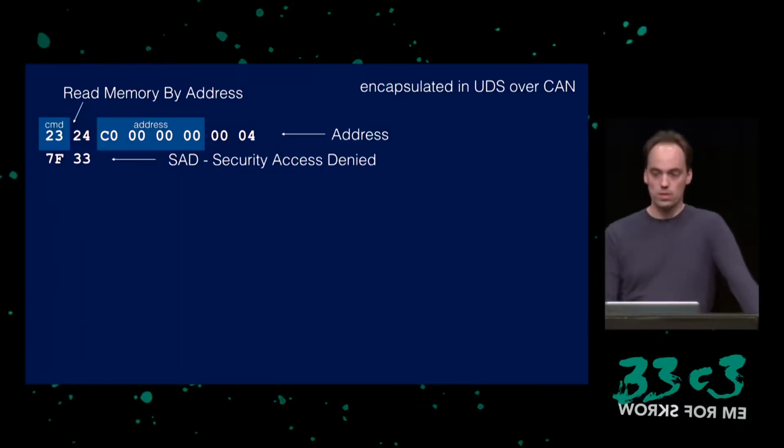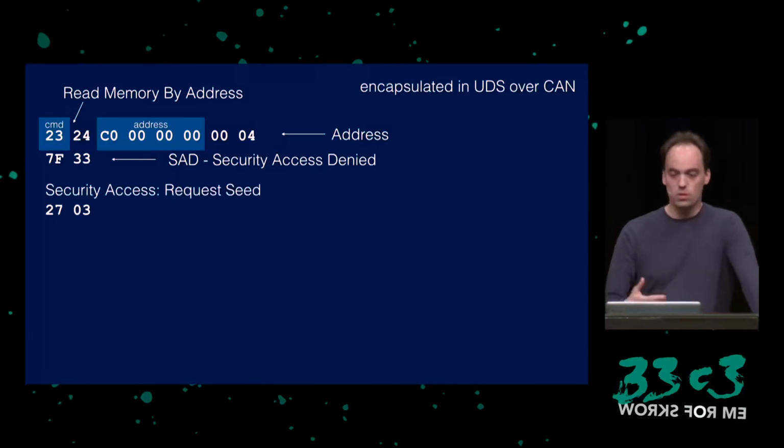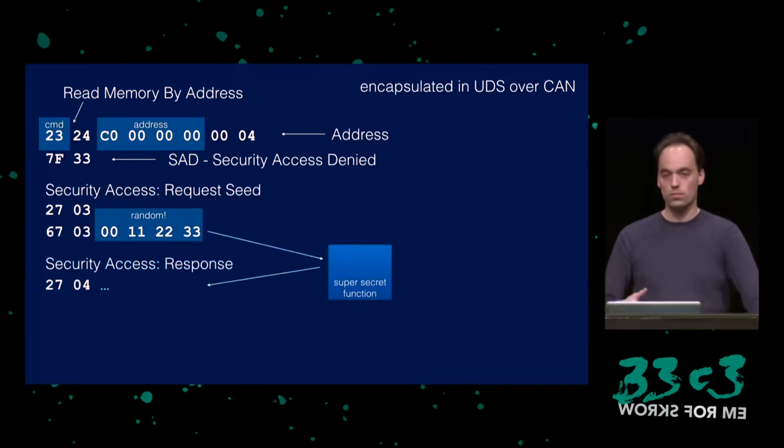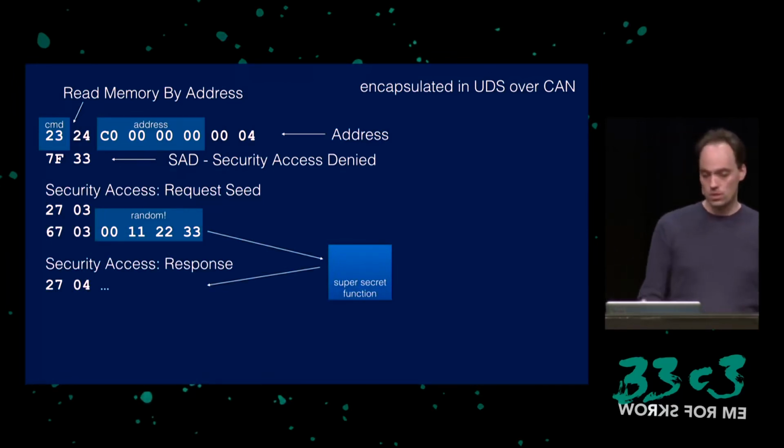So I looked into what I need to do. You actually have to do a security access command. You send a command that's called request seed. You get back basically a 32-bit random number. And then what you have to do is to process this seed through a super secret function and then return it in a response call. The question is, how do we know this super secret function?